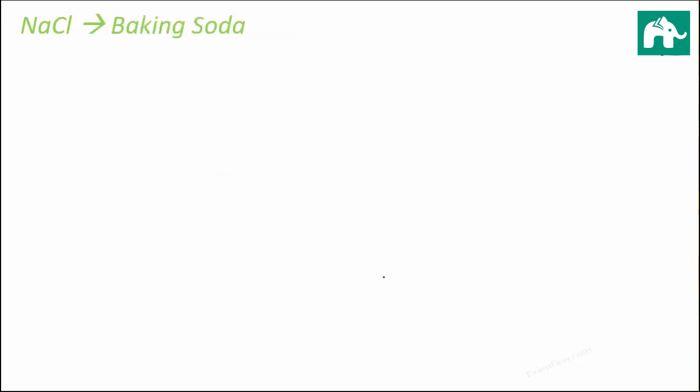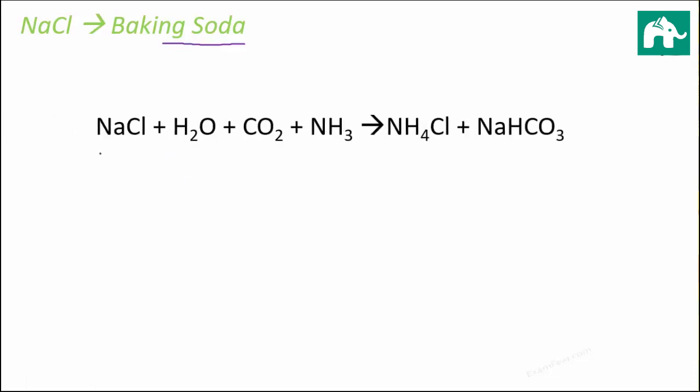Moving ahead with the next product, baking soda, very commonly used in kitchen, especially when we bake a cake or when we are trying to make some crispy pakoras, we use baking soda. So how do you make it? From sodium chloride. So sodium chloride reacts with water and carbon dioxide and NH3 to form ammonium chloride and NaHCO3, which is baking soda. So sodium hydrogen carbonate is baking soda.